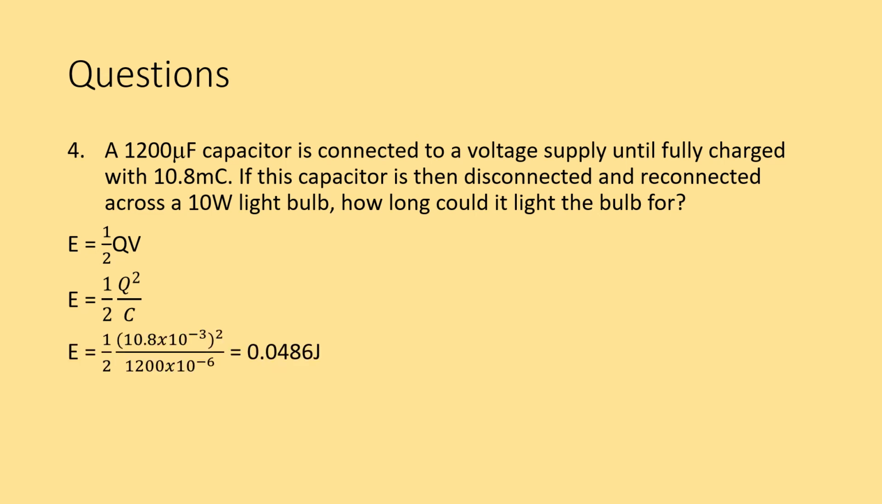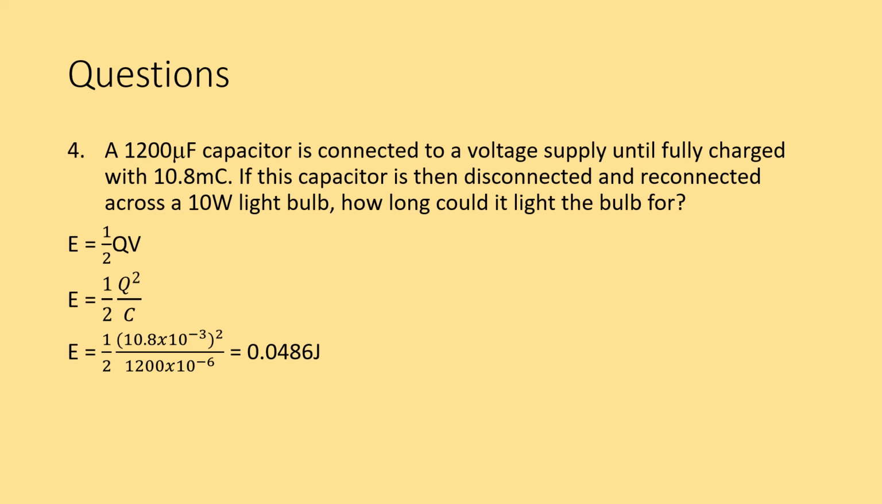So we substitute our numbers in. Our charge is 10.8 times 10 to the minus 3, all squared. And then the capacitance is 1200 times 10 to the minus 6. And this gives us a minuscule 0.0486 joules. That's 48.6 millijoules. I think I got that wrong in my previous one, but never mind. So that's 0.0486 joules. So how long could this light the light bulb for?